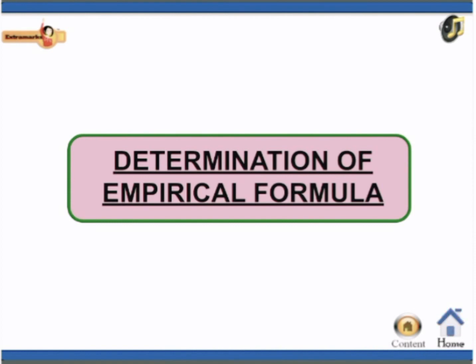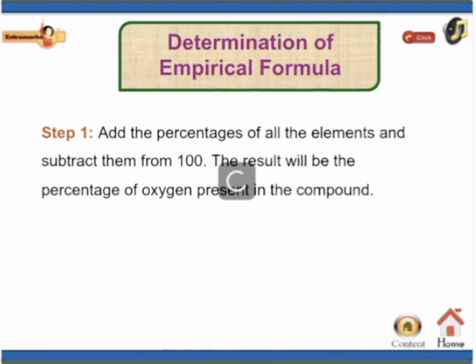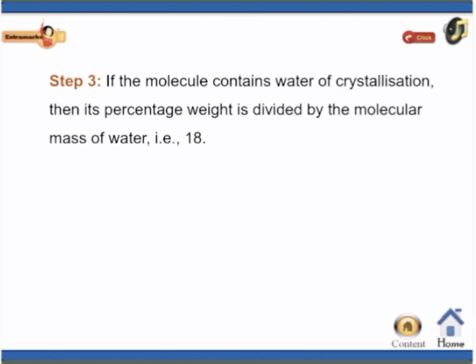Determination of empirical formula. Steps to determine the empirical formula are as follows. Step 1. Add the percentages of all the elements and subtract them from 100. The result will be the percentage of oxygen present in the compound. Step 3. If the molecule contains water of crystallization, then its percentage weight is divided by the molecular mass of water, that is 18.